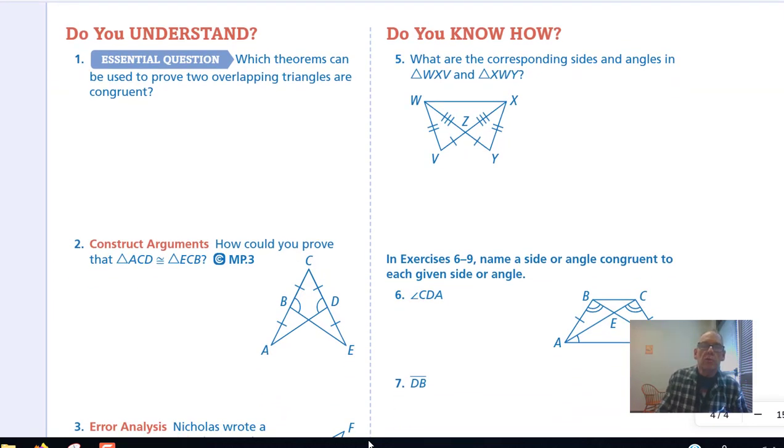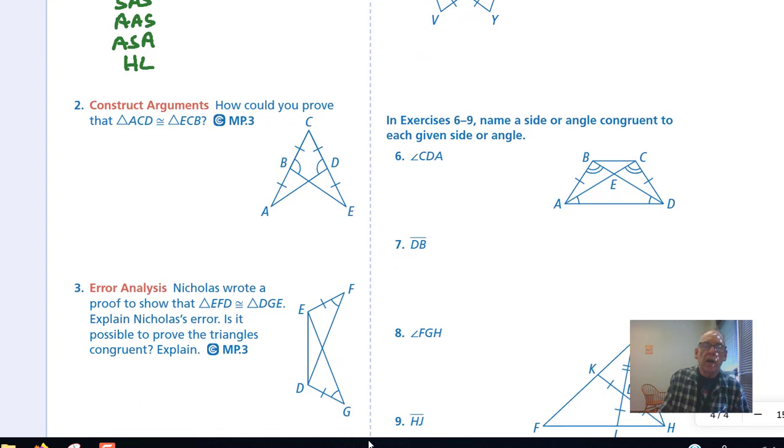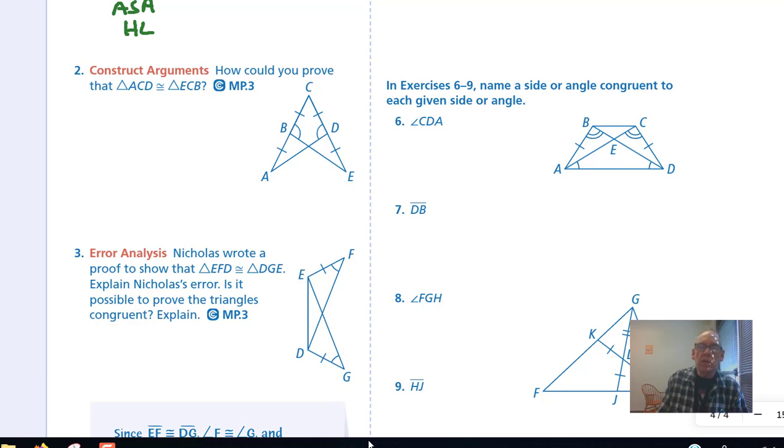Okay, which theorems can be used to prove two overlapping triangles are congruent? Well, really, we've got our patterns, SSS, SAS, AAS, ASA, and HL. Those are the main ways we have of proving two triangles are congruent. Let's look at number 2. How could you prove that ACD is congruent to BAC, ACD? So I've got to go ECB, triangle ECB.